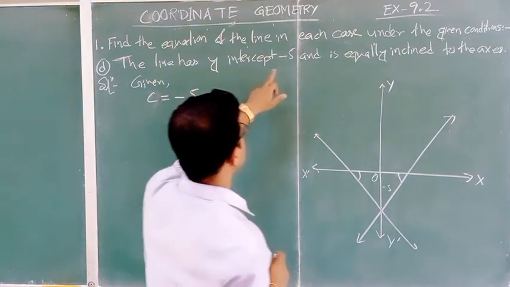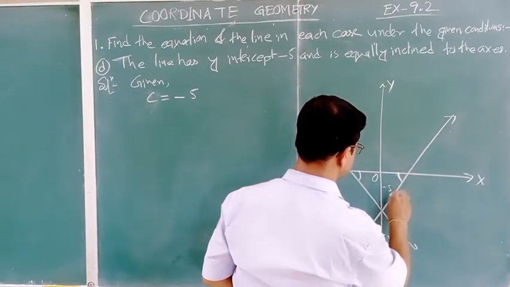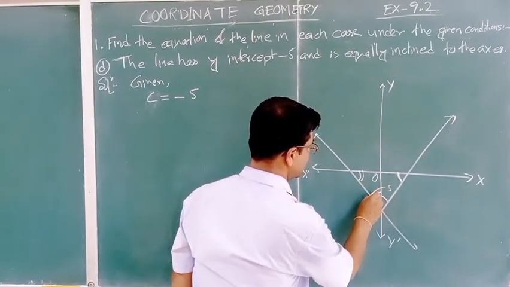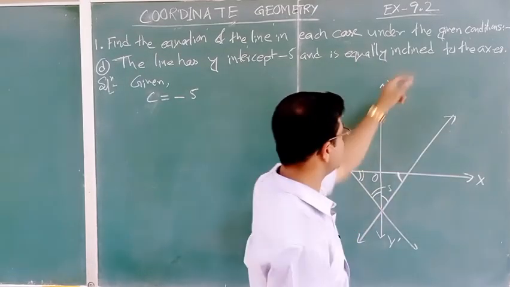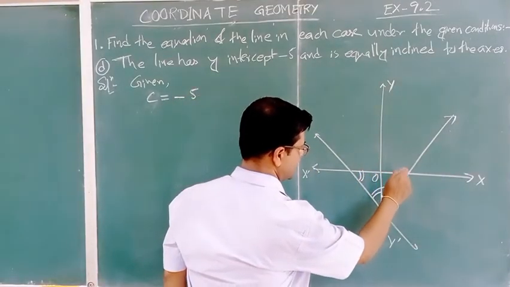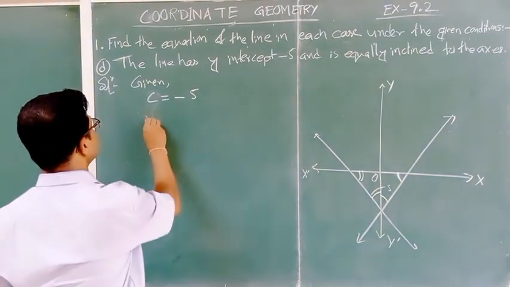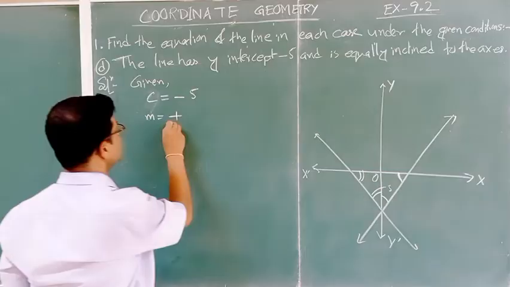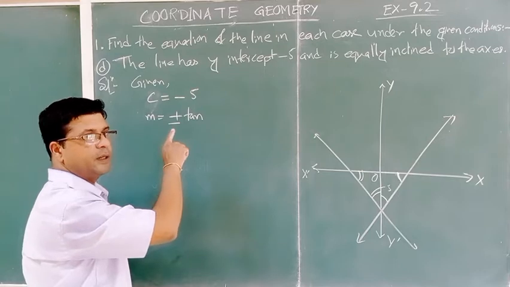Here it is given that the line has this y-intercept and is equally inclined to the axes. That means the angle formed with the x-axis and the angle formed with the y-axis are the same. It is given as equally inclined. So here the gradient may be positive and here the gradient may be negative. So we are getting two cases, and we have to consider both.